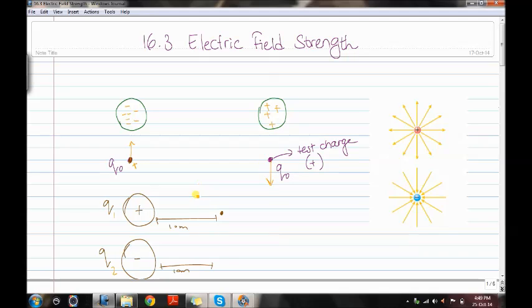Now here we have another example. The charge here is positive, and remember we said the test charge or the unit charge is also positive, so they will repel. This would be called E1, the electric field strength. Now here we have a negative charge, and here we have the unit charge, which is positive, so they are unlike charges and will attract, so it would be directed towards the negatively charged sphere.